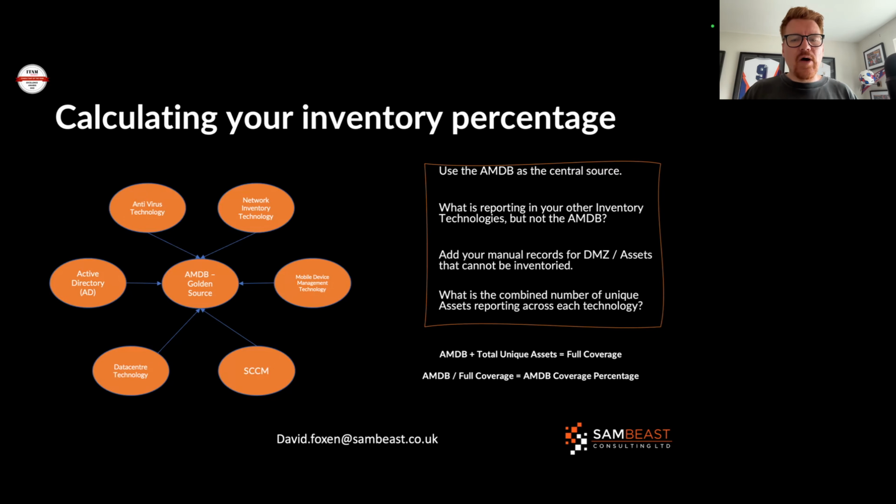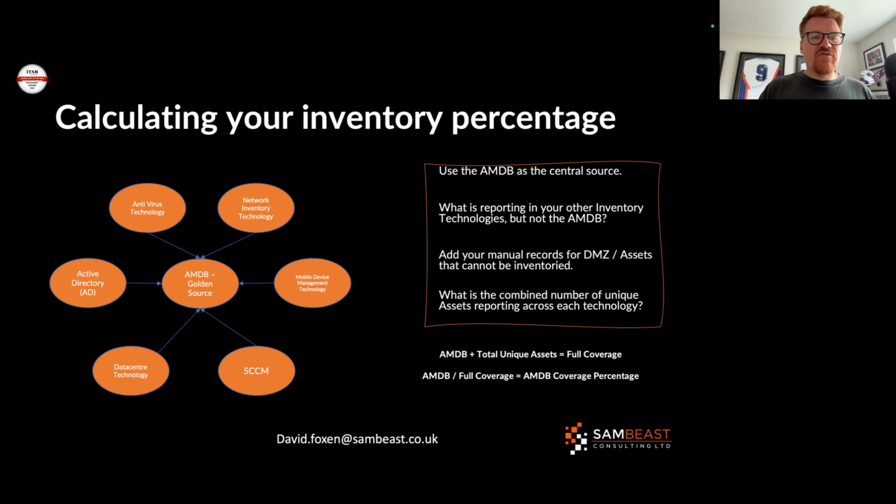And then what is the combined number of unique assets reporting across each technology? Again, Excel's the most used ITAM tool: XLOOKUP, VLOOKUP, what's here, what's there, what isn't in the AIMDb. The first thing you do want to look at is what is reporting in these inventory tools that's not in the AIMDb, first things first.